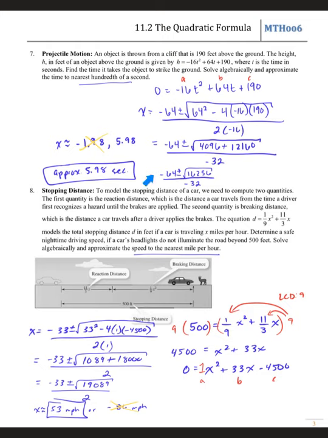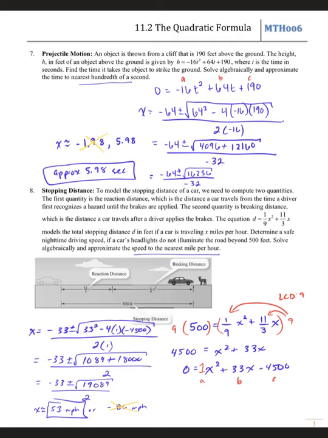We used the quadratic formula. Once I got to this step right here, I just used my calculator and I found these 2 values here. We're looking for the time it would take something that's thrown to come back down to the ground, and we know it's not going to be a negative, so we're going to go approximately 5.98 seconds because it says nearest hundredth of a second.